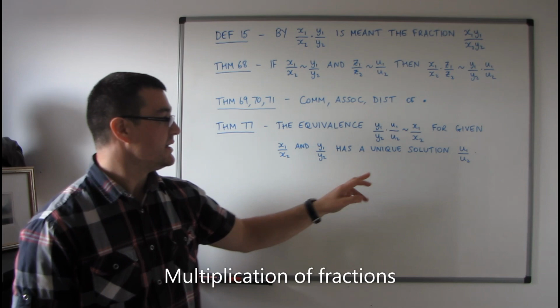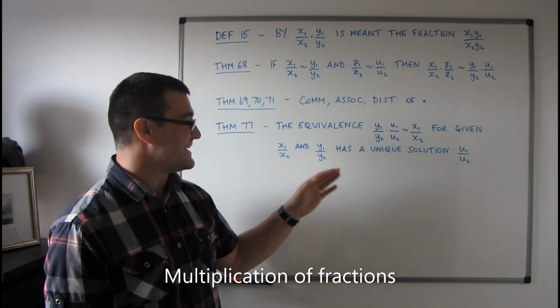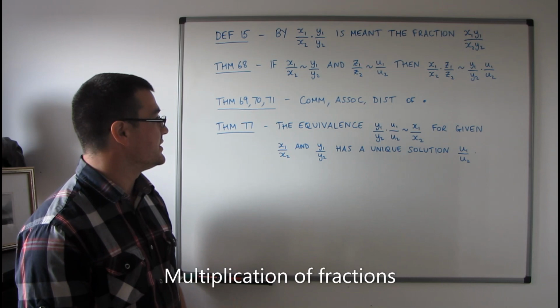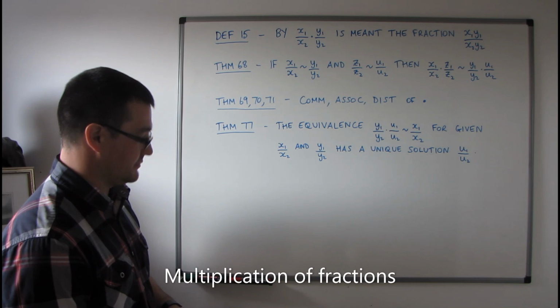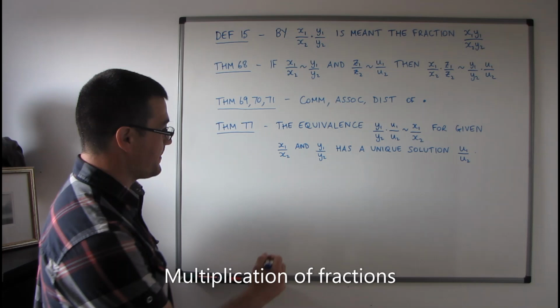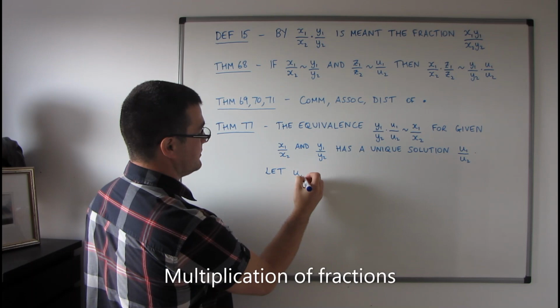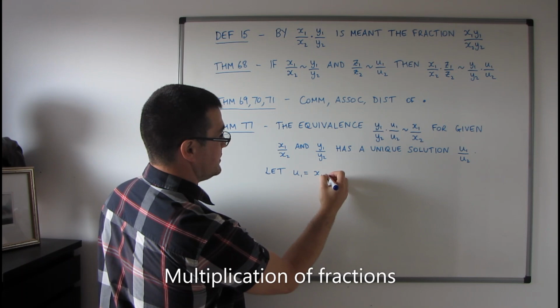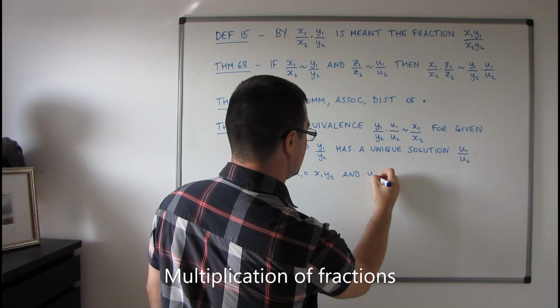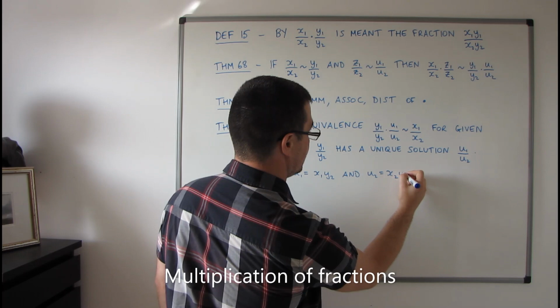Again, I'm not going to focus on the uniqueness. I'm going to concentrate more on the existence of the solutions. The uniqueness follows straight from Theorem 73, which I'm not going to go through. Let's try to keep things as brief as possible. So let's let u1 equal x1 y2 and u2 equal, let me think, x2 y1.